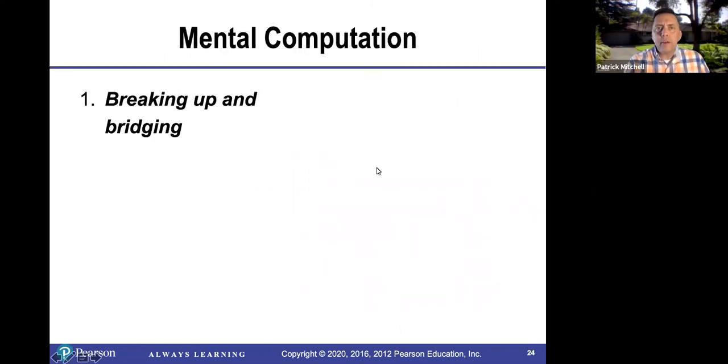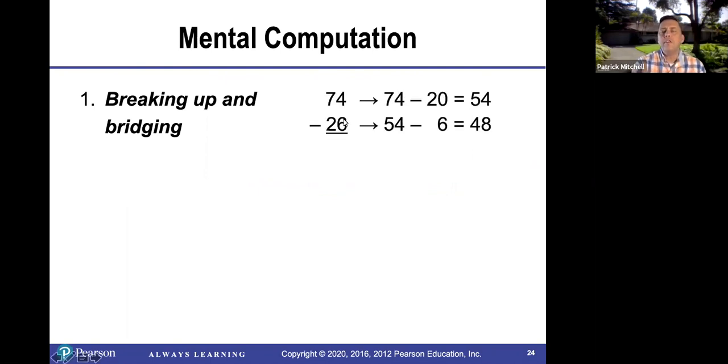All right. Mental computation. First, we have breaking up and bridging. So if I'm trying to do 74 minus 26, I'll start by taking 20 away from 74 because that's a nicer number. 74 minus 20 is 54. And now I have to take away 6 more. 54 minus 6 is 48.